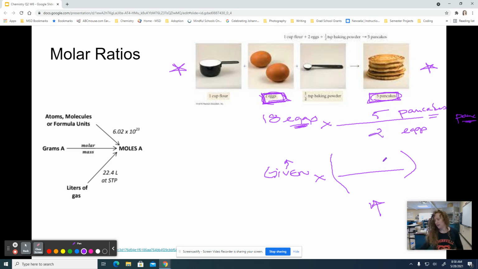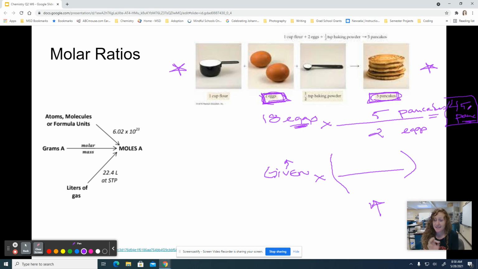So now I can go ahead and calculate 5 times 18 divided by 2 gives me 45. That's a good pancake day. If I have 18 eggs, I can make 45 pancakes. Sounds like a good morning.